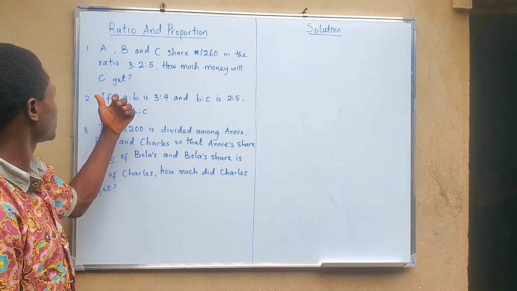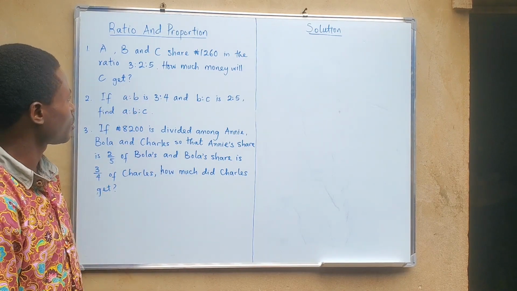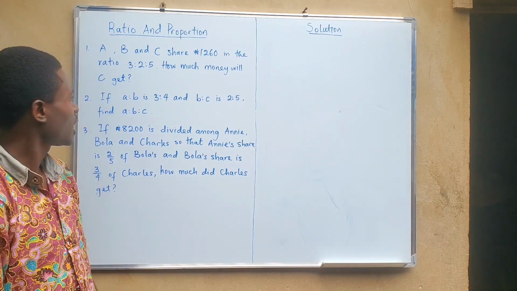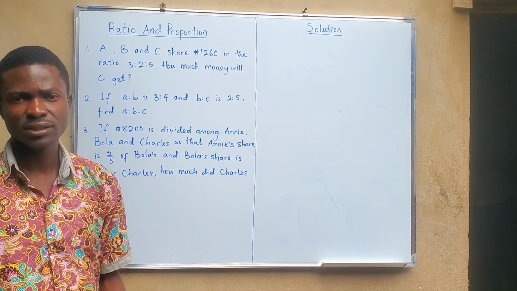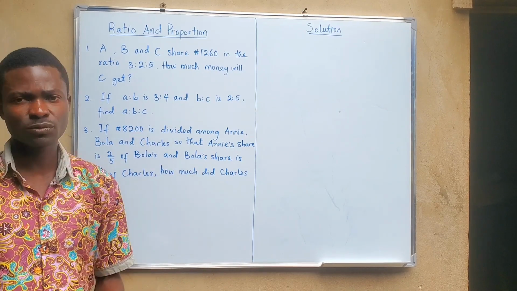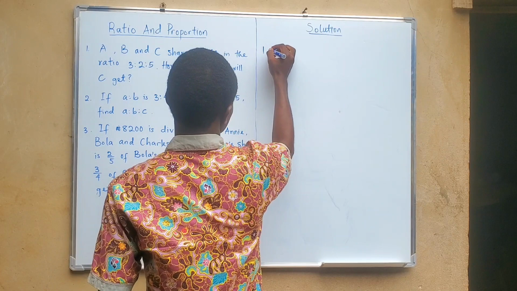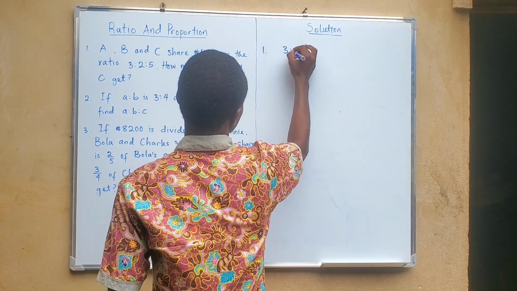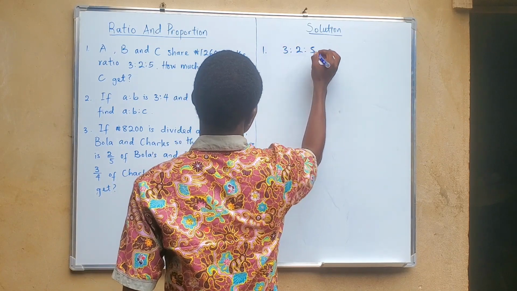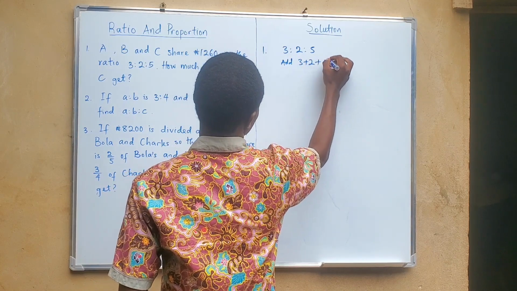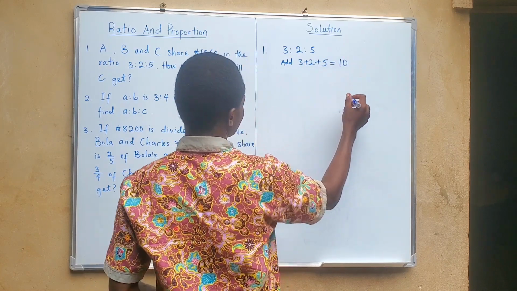So the first one says A, B, and C share 1,260 naira in the ratio 3 to 2 to 5. How much money will C get? If you have a question like this, what you want to do first is to add up the numbers that make the ratio. So you have 3, ratio 2, ratio 5. So you add them up: 3 plus 2 plus 5, and that will give you 10.